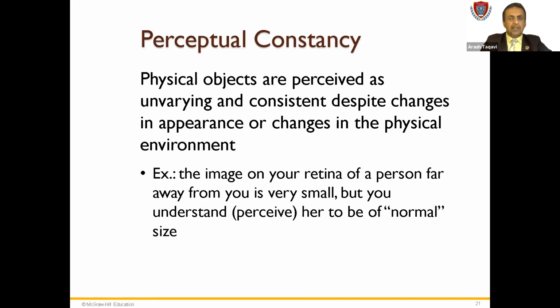And perceptual constancy means physical objects are perceived as unvarying and consistent despite changes in appearance or changes in the physical environment. Because of that, you can experience the different slides which go after each other, back to back, as a movie. The movie is, at the basic part, many frames that, with the logical speed, go after each other. But you cannot perceive them as different and separated slides. You perceive them as a constant movie.